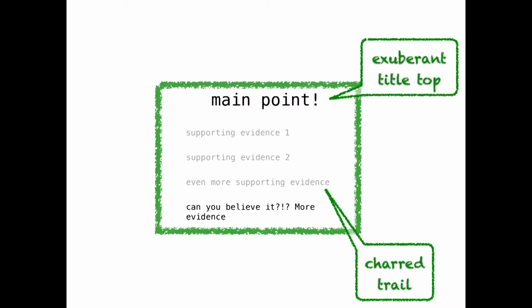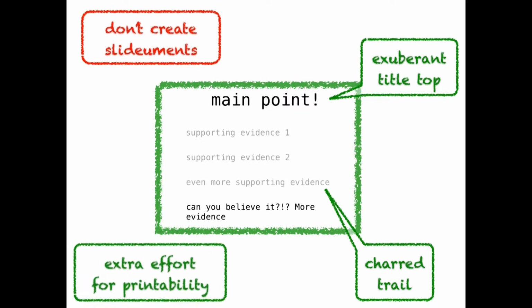The other pattern that we have here is called exuberant title top, where the title starts in the middle of the slide and then moves up to the top of the slide. So in general, try to avoid creating slidegements as much as you possibly can. We actually recommend creating multiple versions of a presentation. There are two options here. One is do the proper presentation in the slide and then do extensive notes in the notes part of the presentation.